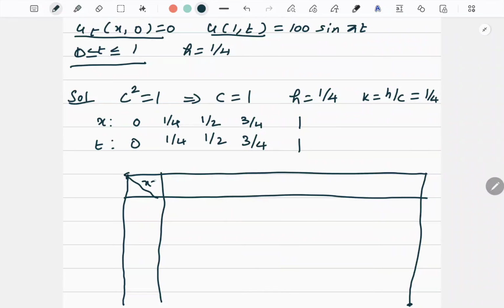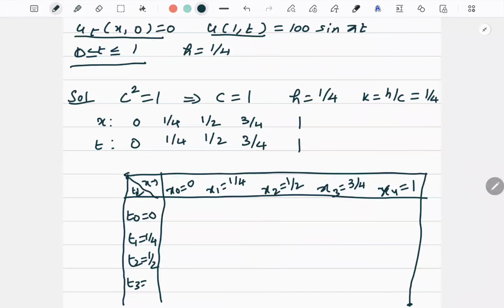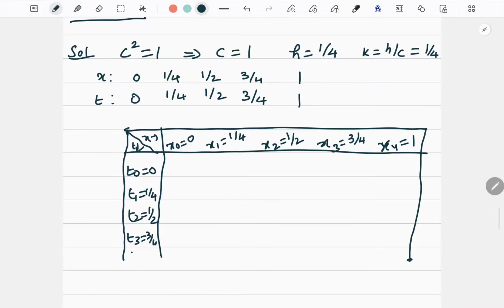Here it is x and here it is t. So x0 is 0, x1 is equal to 1 by 4. See, first time x is changing like this; otherwise only t was changing in all the previous questions we did, and position and value were always matching. In this question it is not matching and you have to take care of that. Okay. Now t0 is 0, t1 is 1 by 4, t2 is 1 by 2, t3 is 3 by 4 and t4 is 1.